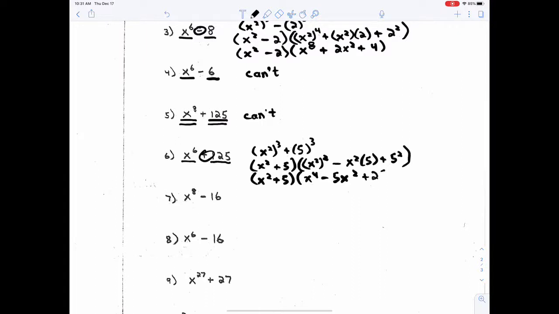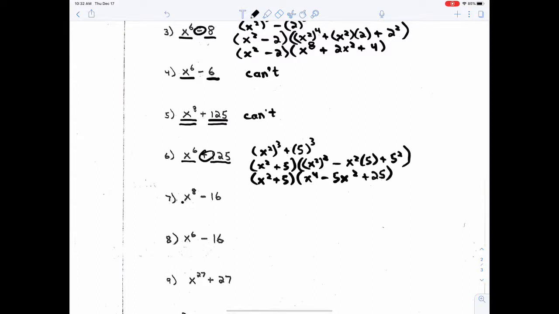And again, we could factor the x squared plus 5, but you don't need to write this down, into x plus the square root of 5i and x minus the square root of 5i. But we're not going to do that. Alex is not going to require you to do that, and we'll worry about that later. Okay? I just want to point it out.